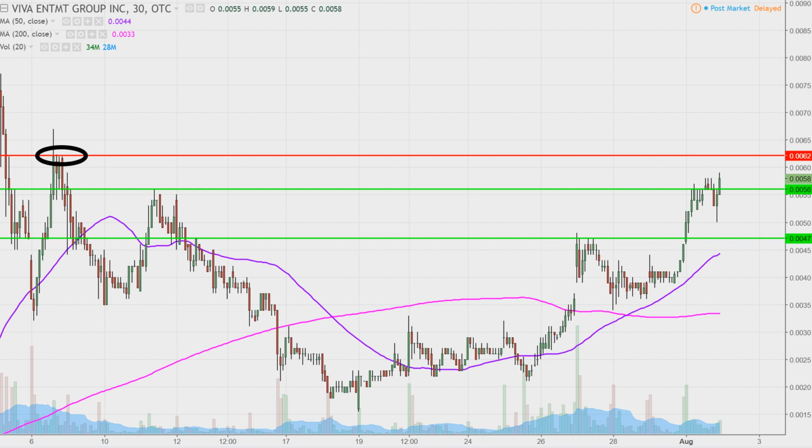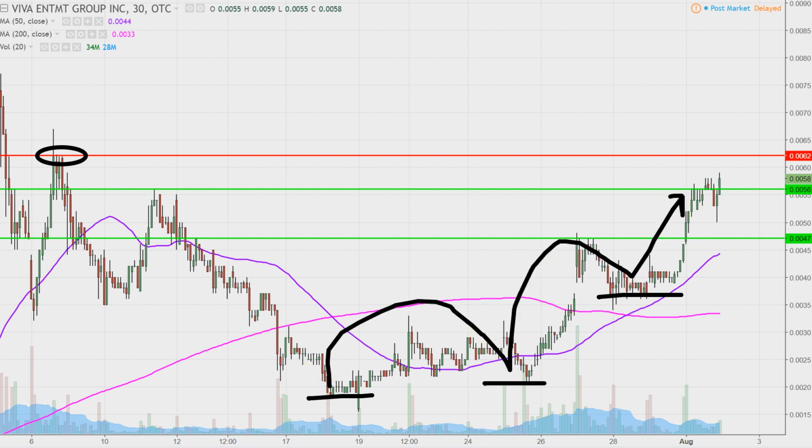But as I've been saying and will continue to say, as long as the price keeps on doing what it's been doing in regards to building these higher bases, then the long-term chart will keep on taking care of itself. So tomorrow should be pretty interesting.